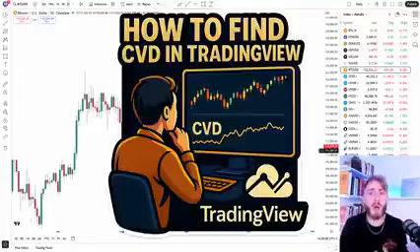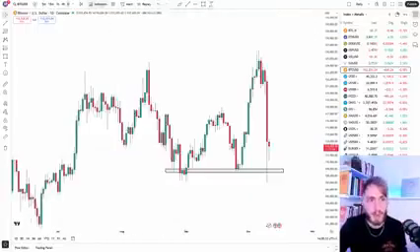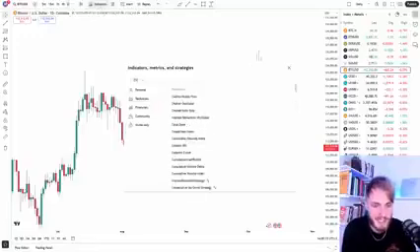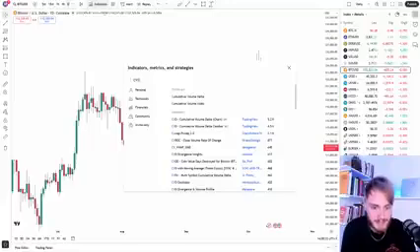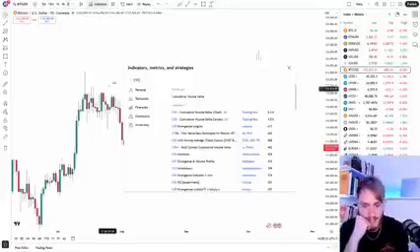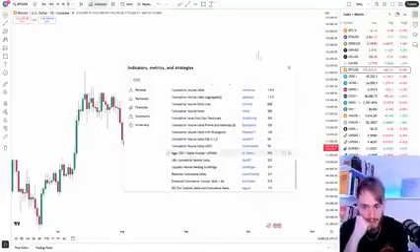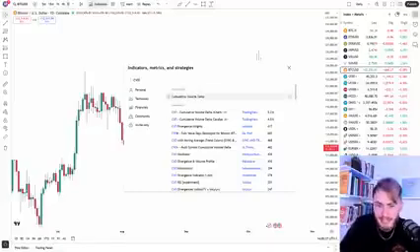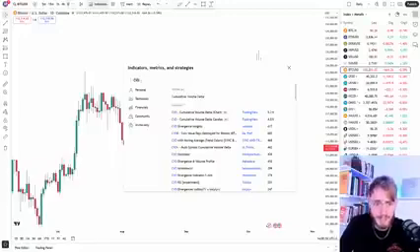But now, how do we open up the CVD indicator? Well, to do that, we want to go to the Indicators tab in TradingView. So you press right here, and you want to search for CVD. And then you can see that we have a built-in indicator called Cumulative Volume Delta. Some traders use that one, but that is not really my favorite indicator.